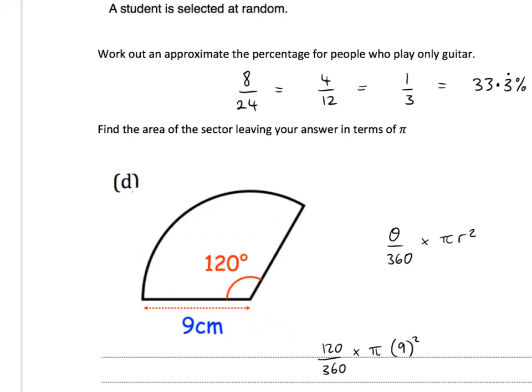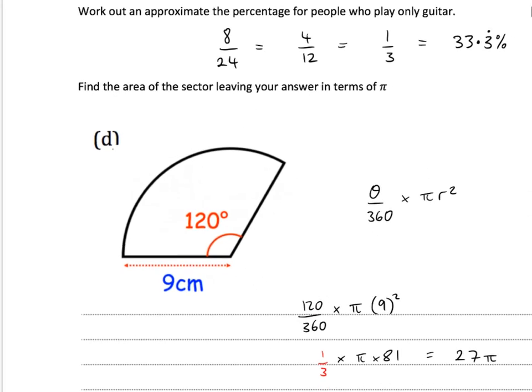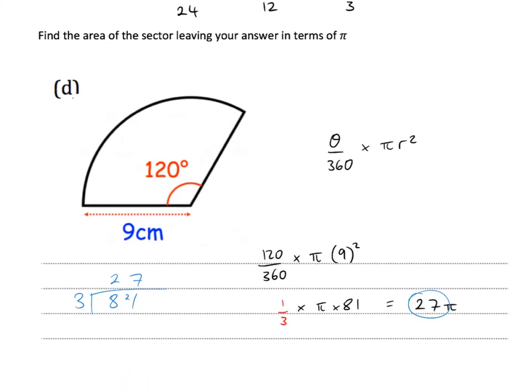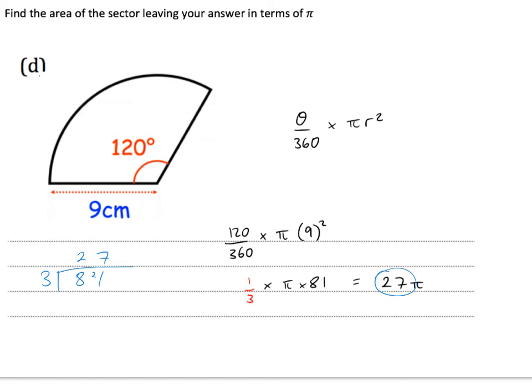So the radius was 9, so I subbed in 9 for the radius. 9 squared is 81. And this fraction here you'll need to cancel down. So I've cancelled that down to a third, because 120 goes into both, so a third times pi r squared. And then I've done 81 divided by 3, which is 27. You can use bus stop to do that. For instance, you could have just done 3 into 81 there. How many 3's go into 8? 2, remainder 2. How many 3's go into 21? 7. So that's how I worked out that 27 there. And it said leaving your answer in terms of pi, and I've left my answer in terms of pi. I suppose you could argue I should have said centimetre squared there.